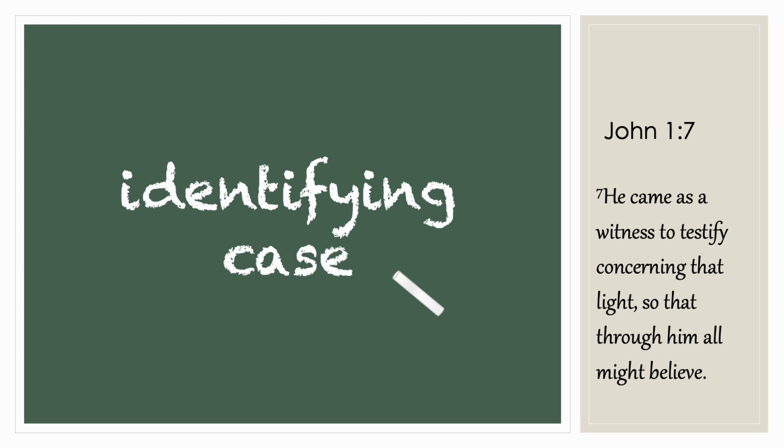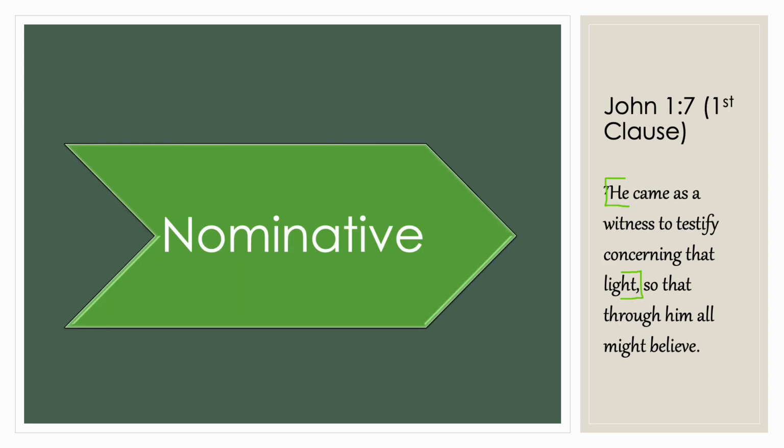So next, let's look at verse 7. He came as a witness to testify concerning that light, so that through him all might believe. For starters, I just want to look at the first clause of this bit. He came as a witness to testify concerning that light. Can you spot in this part, just in that first clause, the noun or nouns that are in the nominative case? Again, pause the video if you need a little bit more time to think about it.